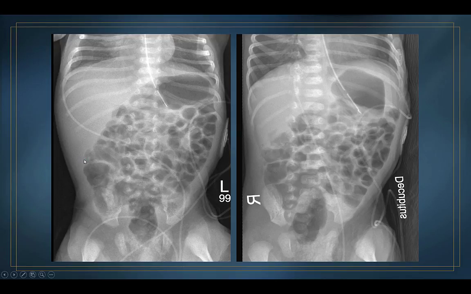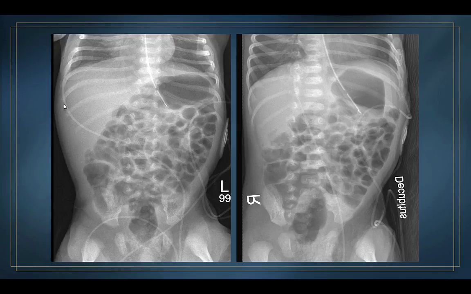And again, properitoneal fat is the fat, if you look at the layers of the abdominal wall going from inner to outer, you have the viscera, i.e. the liver, the visceral peritoneum, the peritoneal space, then the parietal peritoneum, and then superficial to the parietal peritoneum is the properitoneal fat.